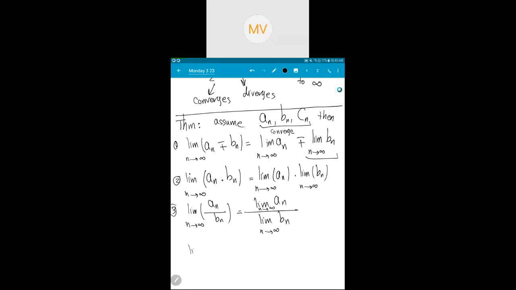Or an obvious one: if you multiply the sequence by a scalar, let's say k, it's the same as looking at the limit of the sequence and then multiplying by the scalar k. For example, you already know this: the limit of 3n as n goes to infinity is the same as 3 times the limit of n as n goes to infinity. These two are the same, of course, they're both infinity, but that's what the last one is.